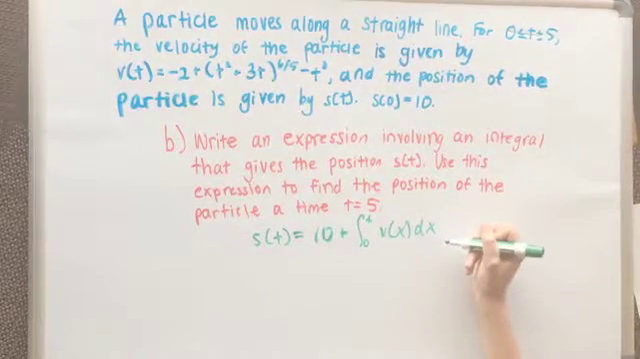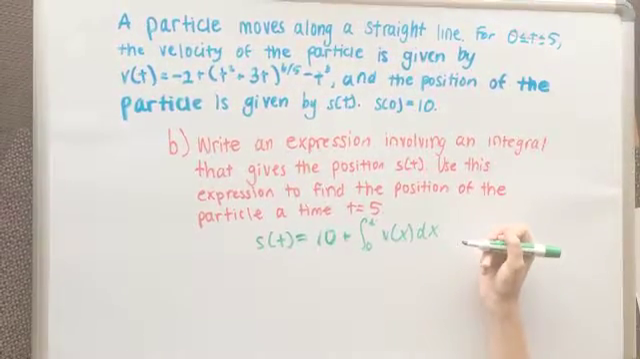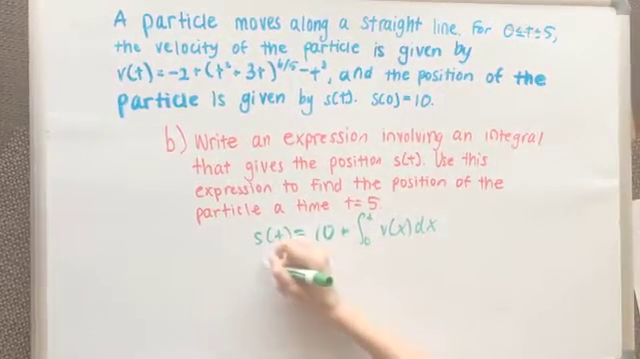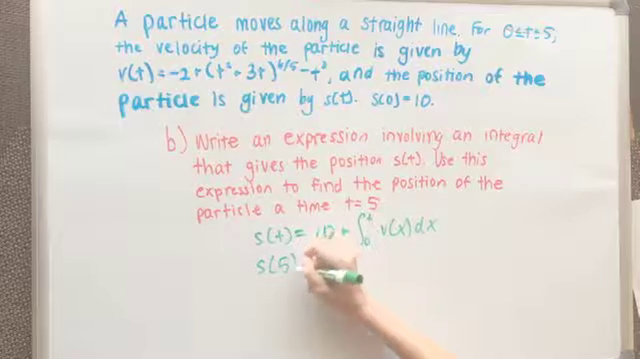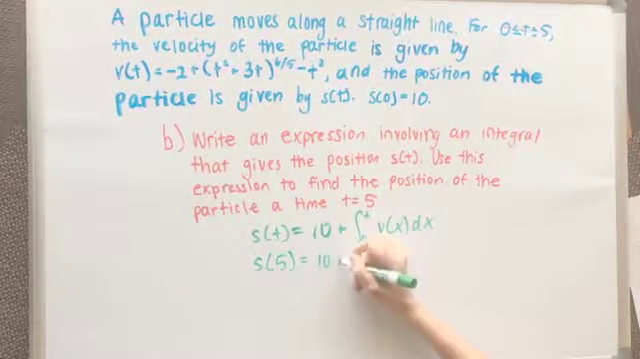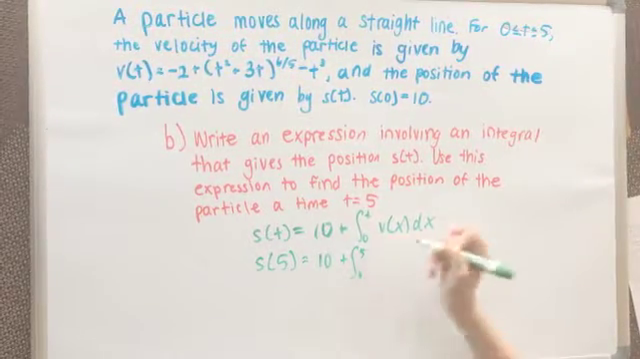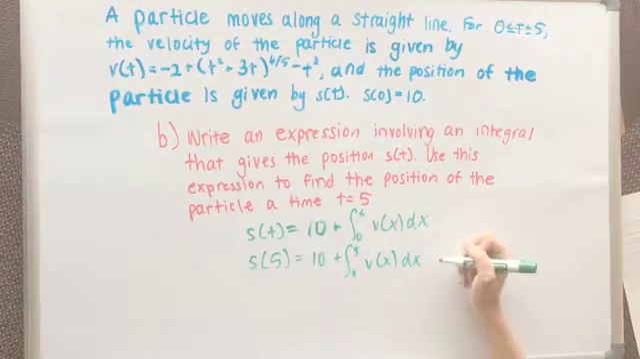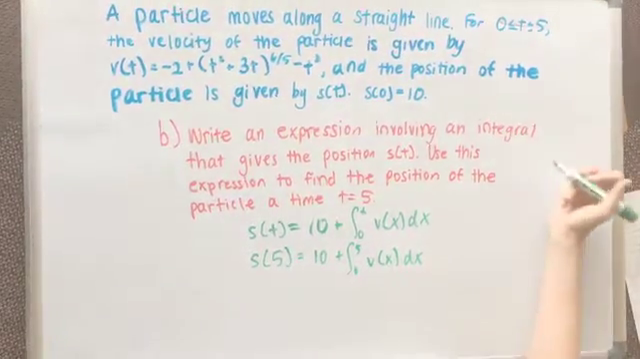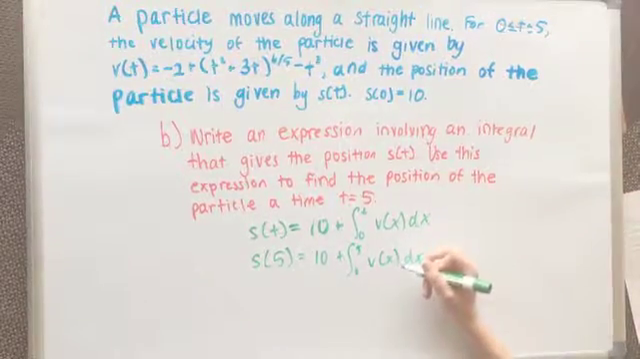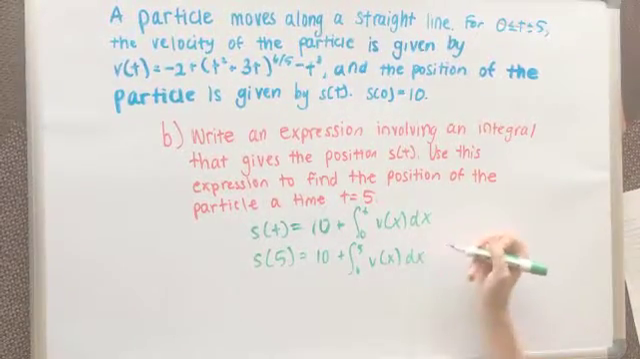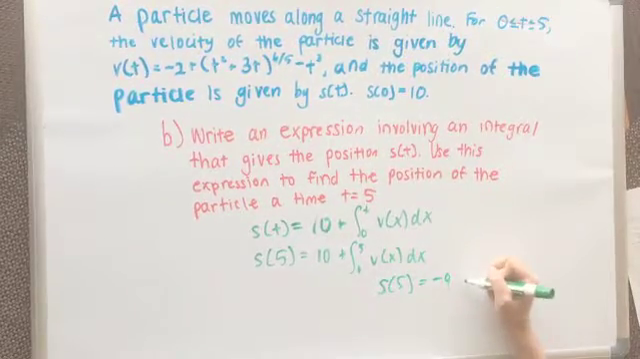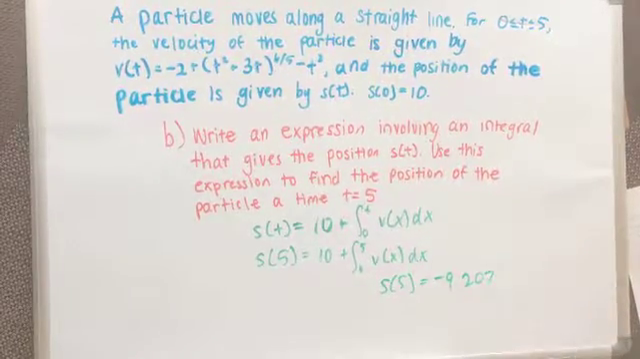So to use this expression to find the position of the particle at time equals 5, we plug in 5 for t. This gives us s of 5 equals 10 plus the integral from 0 to 5 of v of x dx. You can plug the velocity function from the original problem into here and use your calculator, and you get s of 5 equals negative 9.207.